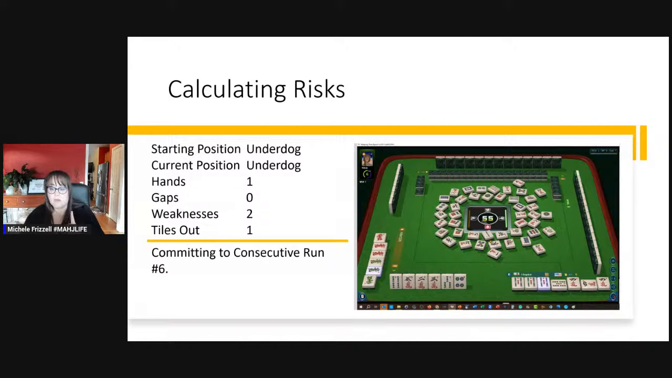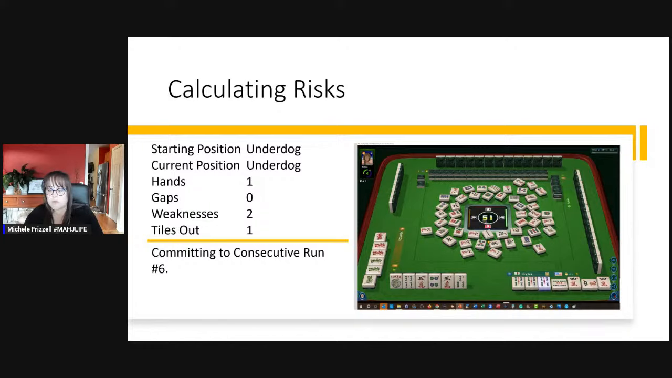One tile is out, the five crack. So one of the beauties of this particular hand is that you can use any number of jokers. It's a two pung, two Kong hand. So any number of jokers will help us with hand development. We're still an underdog, though. We're at 55 tiles remaining.